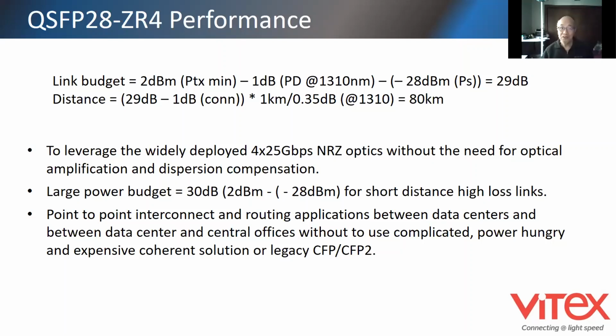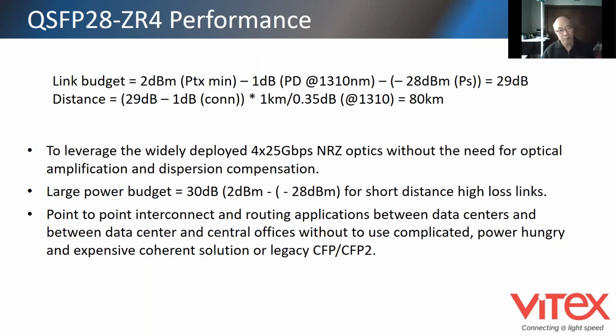So it's a pretty typical calculation. This KR-4 can leverage the widely used, already deployed in the field, right? The 100G product is mostly 4 × 25 gigabits per second NRZ, right? So when you use this without the need for optical amplification or dispersion compensation, it's very simple. Nothing is needed to change on the customer side, on the host side.